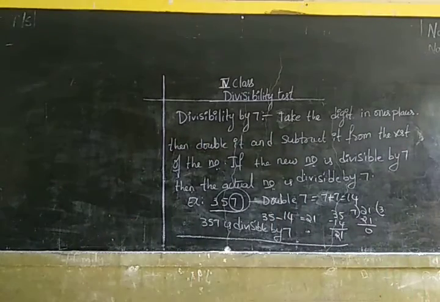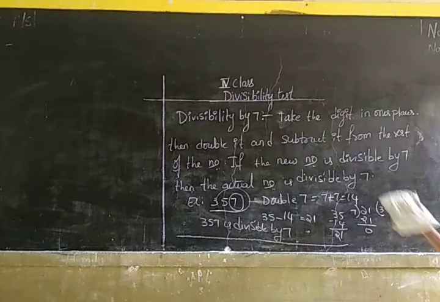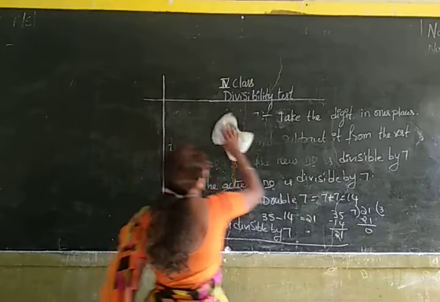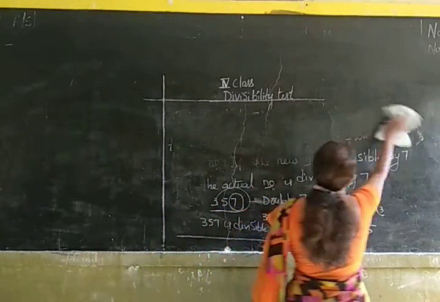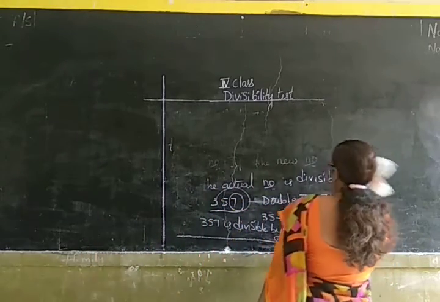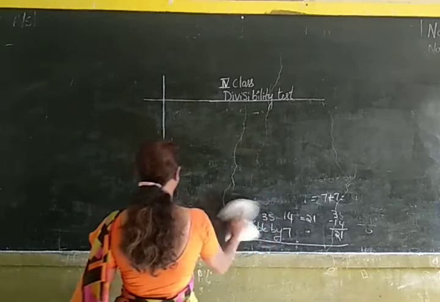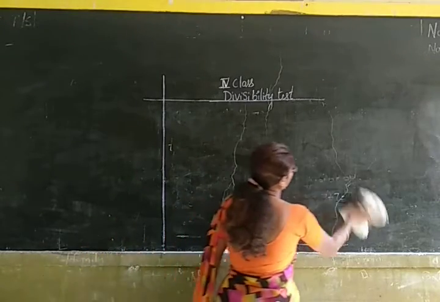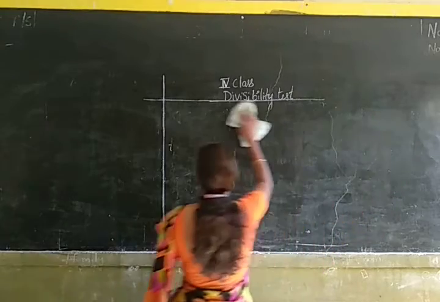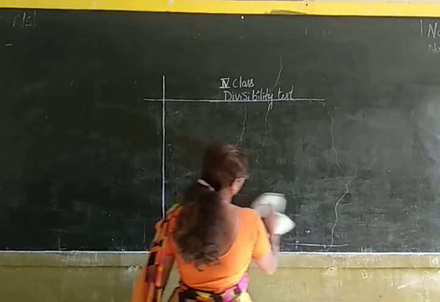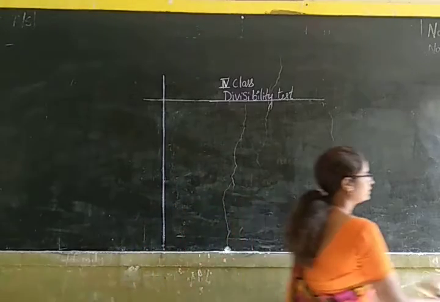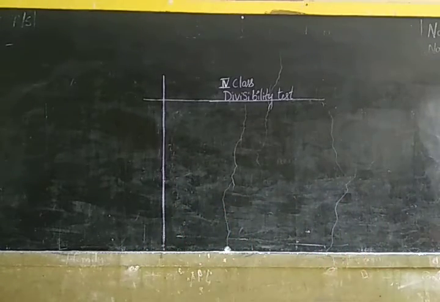Now let us learn the divisibility rule for 8. Okay, children? Did you understand, children? So you have to take the digit at the ones place. You have to double it. Then you have to subtract the double number from the remaining number. If the new number you got is divisible by 7, then you can say that the number is divisible by 7.